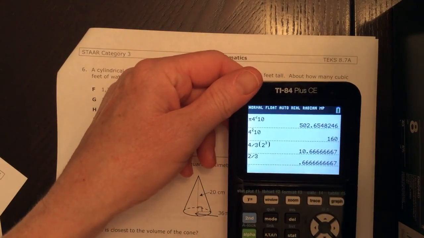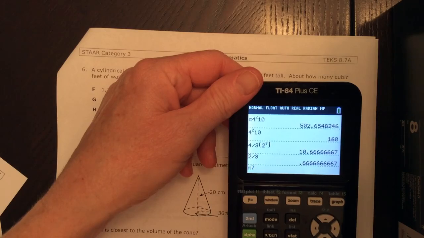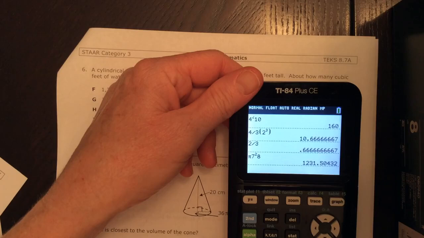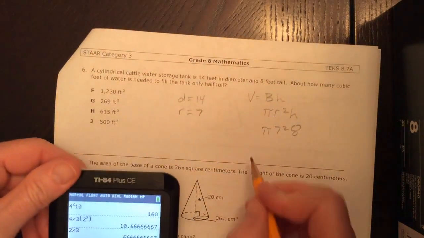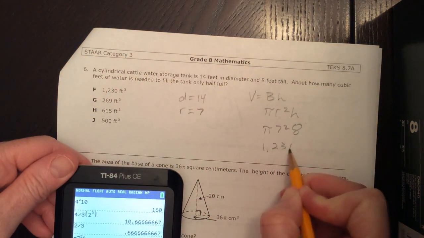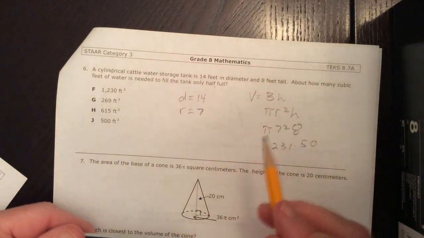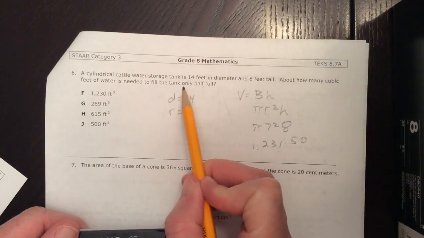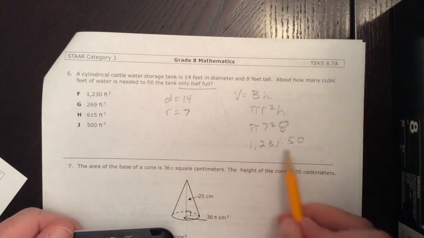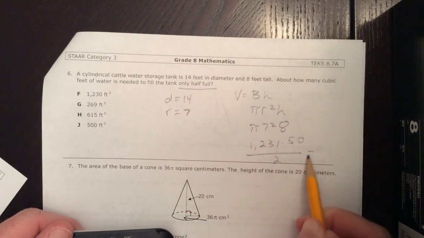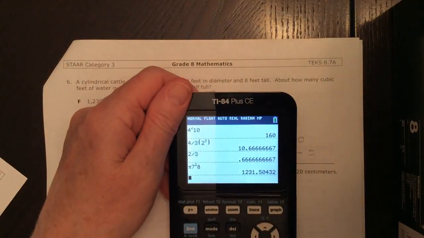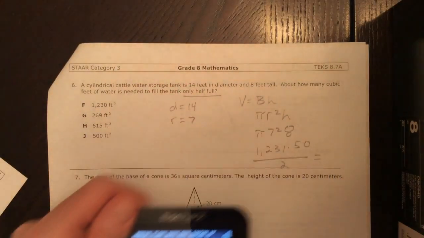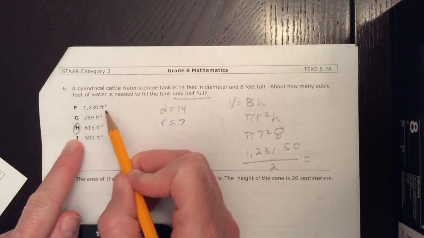So pi 7 squared times 8. Pi times 7 squared times 8. That gives us 1,231.50. Okay? And you think that you might be finished, but you're not, because this says only half full. So we need to divide this by 2. When we divide it by 2, you're going to get 615.75. And your answer is H.